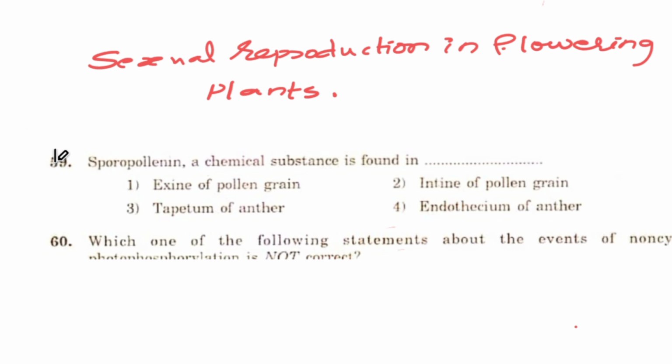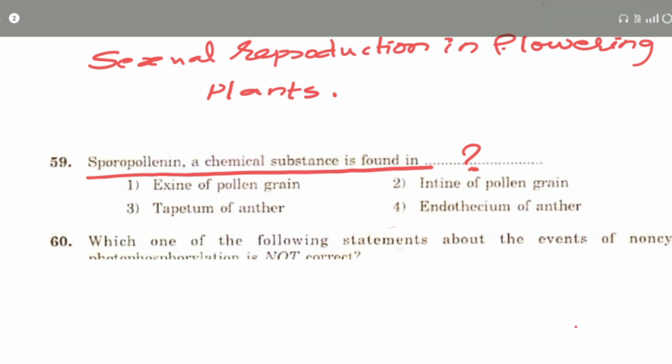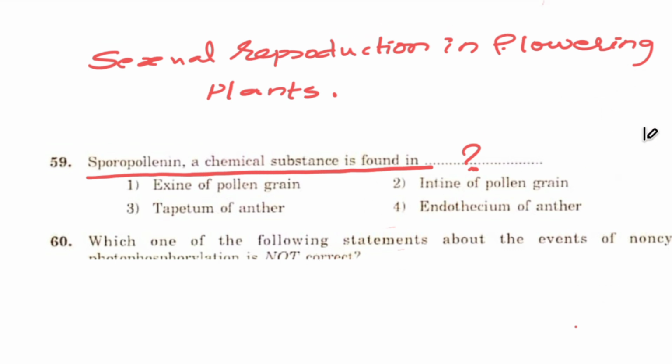So read out the first question. Sporopollenin is a chemical substance found in. So sporopollenin, it is a chemical substance. It will be found in, as we all know. So consider this as a pollen grain. So pollen grain has two layers. One is intine, another one is exine.